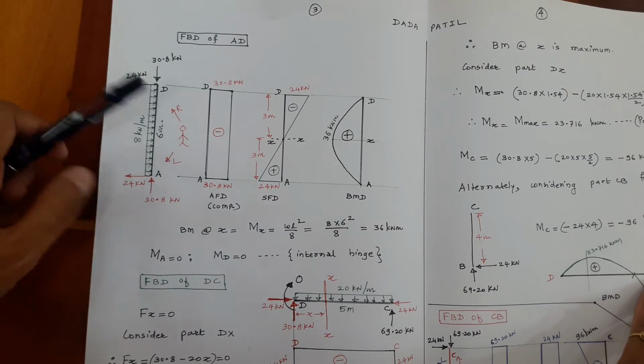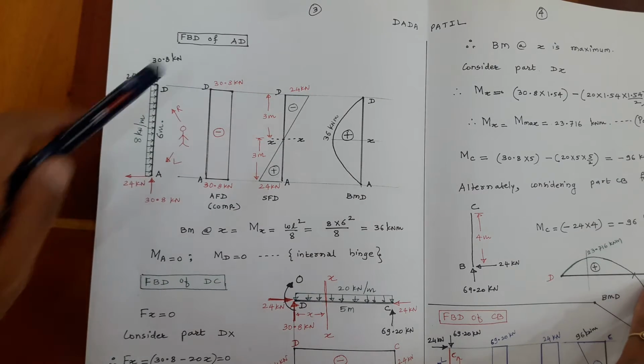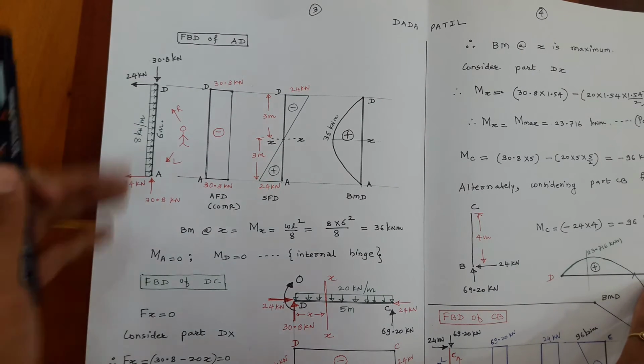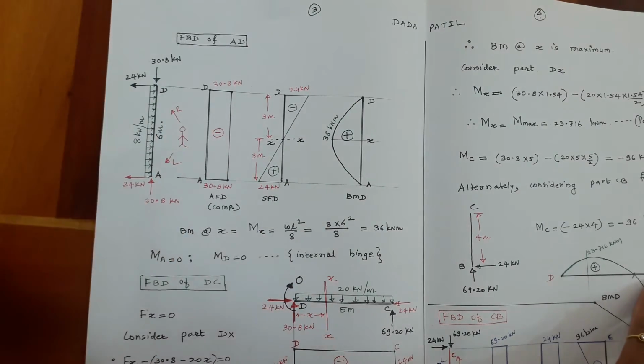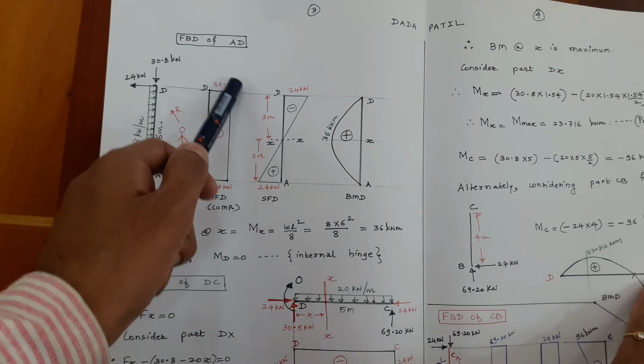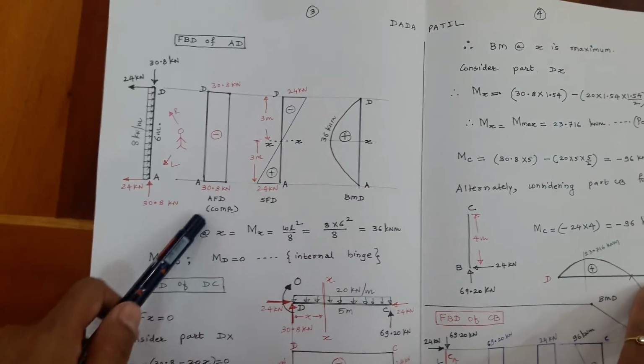Therefore, compressive in nature, I take it as negative. So, draw AD, and all the negative quantities I show inside of the frame. Inside means right side. So, 30.8, 30.8, same, I join it with a straight line, negative. So, that is the axial force diagram, compressive.